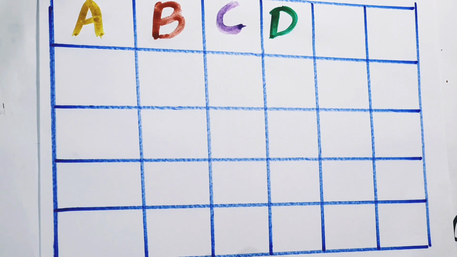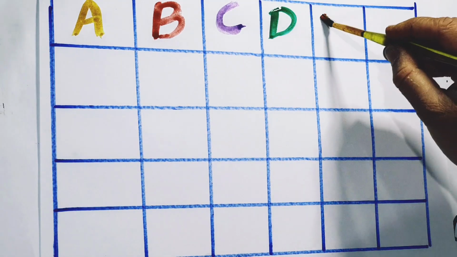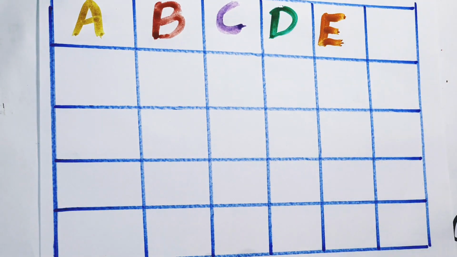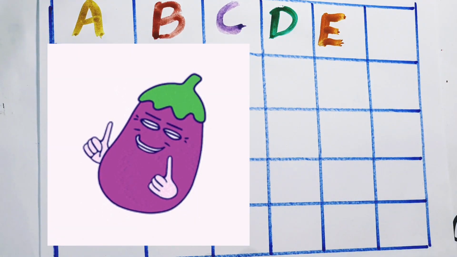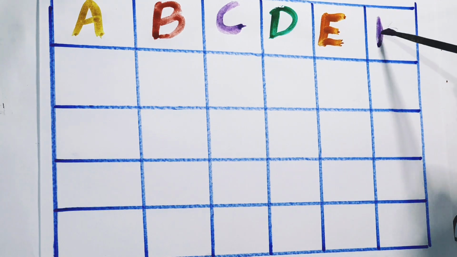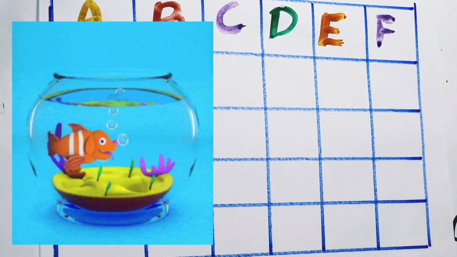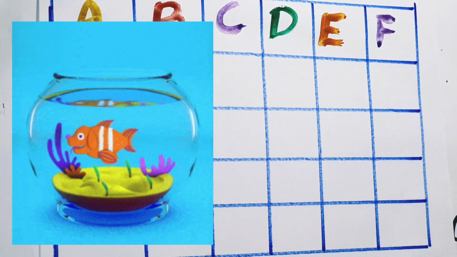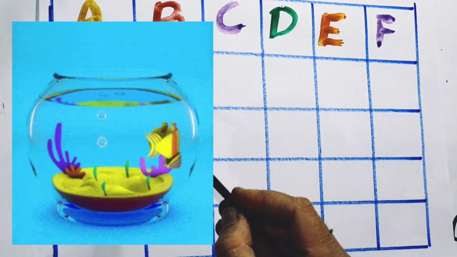Orange color. E for eggplant. Purple color. F for fish.